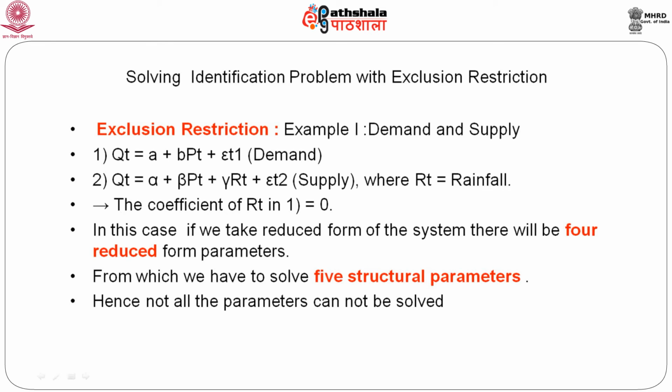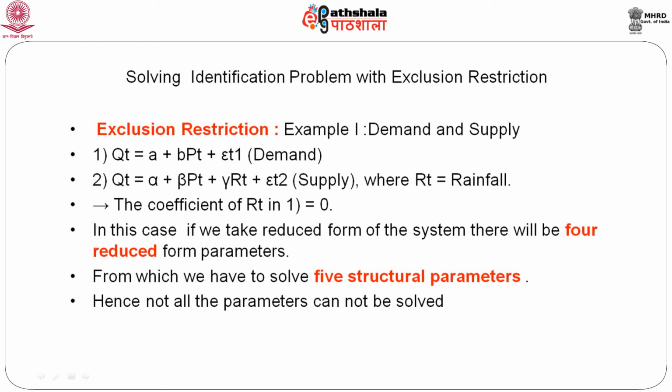Hence, the coefficient of rainfall in the demand equation is 0. That is why it is called exclusion restriction. Now, if we take the reduced form of the model, you get 4 reduced form coefficients. One is the intercept term, the other is the coefficient corresponding to rainfall, and this is true both for the demand equation as well as the supply equation. So, that basically implies altogether you are getting 4 reduced form parameters.